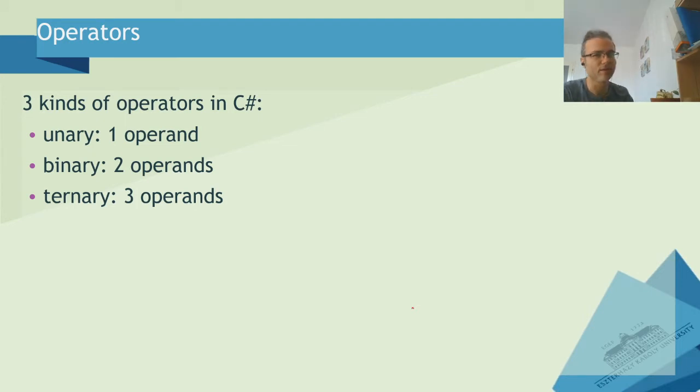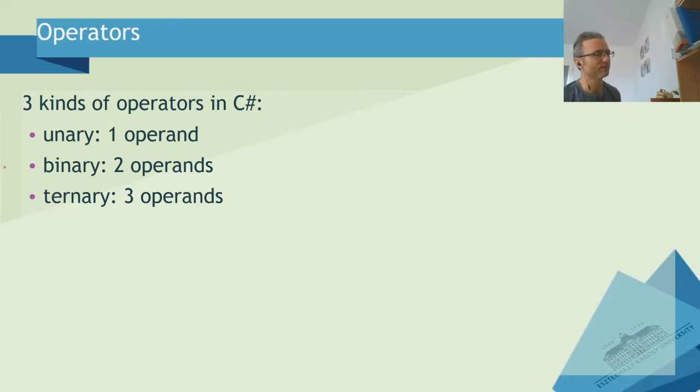And interestingly, there is also a ternary operator in C#, but not only in C#, also in Java or JavaScript or Python, or in most of the languages, there is at least one ternary operator. Okay, so let's start with unary operators.